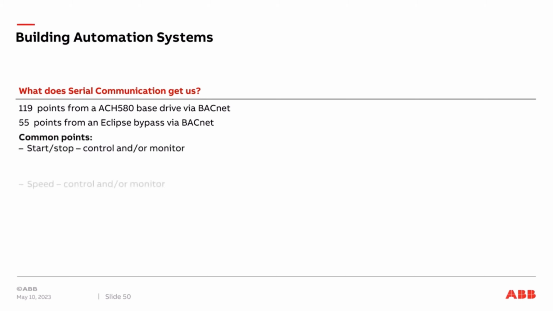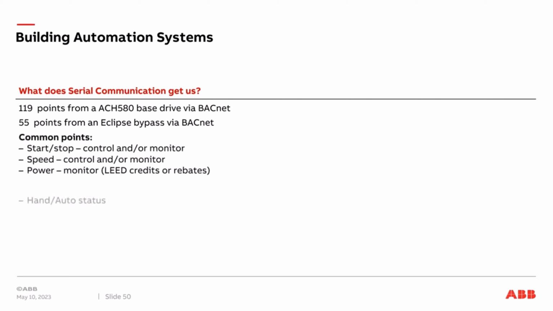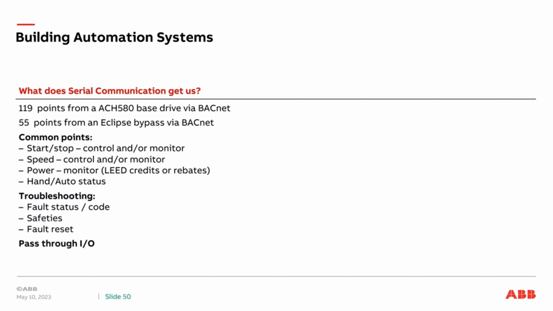The common points are start-stop control or monitoring, speeds control or monitoring, power monitoring for LEED credits and other rebates, and hand-off-auto status. For troubleshooting, you have fault codes, safeties, fault resetability, and for pass-through I/O, anything you want. You can pass it through from the drive or the bypass and send it up to your communication system as needed.